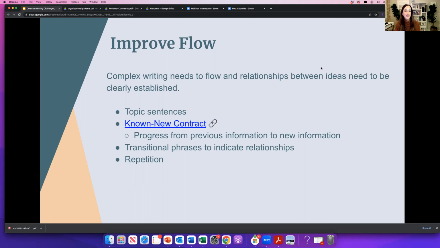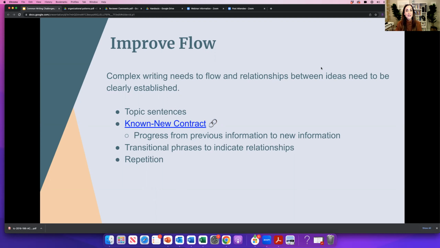Even though logically I understand it, I didn't know that's what it was called. It's called known to new. I'll show you that handout in a moment. But it's where you're consistently moving from old information, or the previous information, to new information, and you're constantly linking back in the sentences. And I'll show you what that looks like. I'm a visual person.